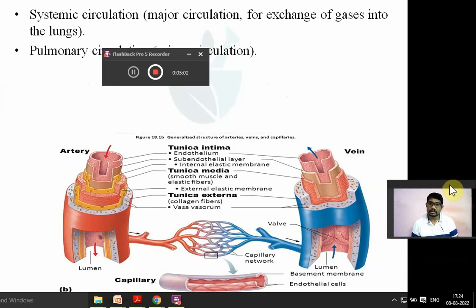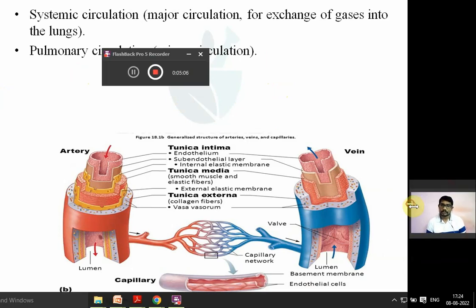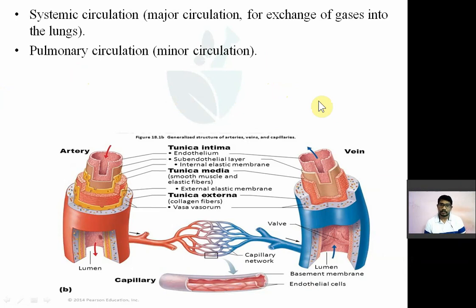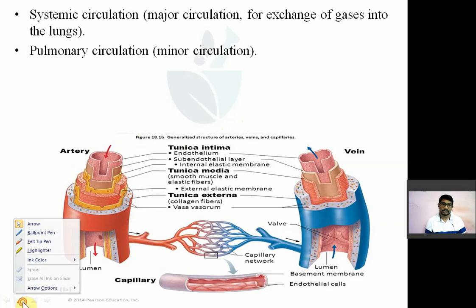Major circulation is nothing but the exchange of gases between blood and cells, tissue, etc. So cells and tissue of your body will exchange oxygen and carbon dioxide through blood. That is known as systemic circulation or major circulation. Remember. Then after this, minor circulation means what? Minor circulation means exchange of gases between blood and lungs, blood and alveoli of lungs.